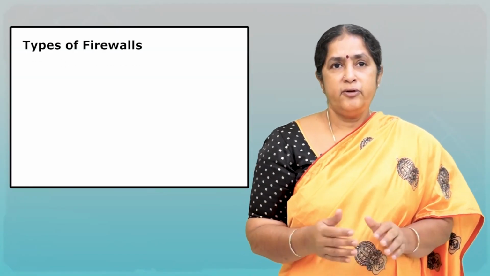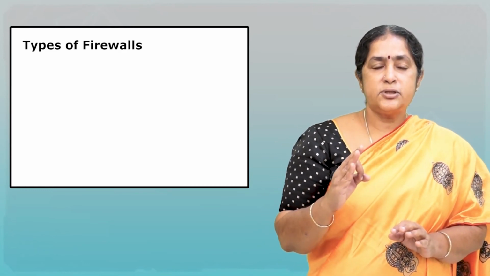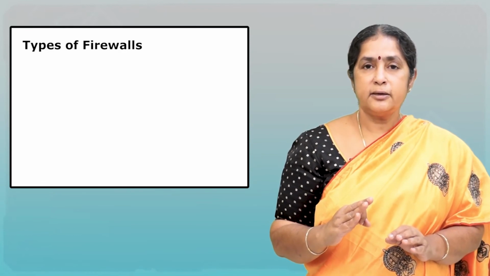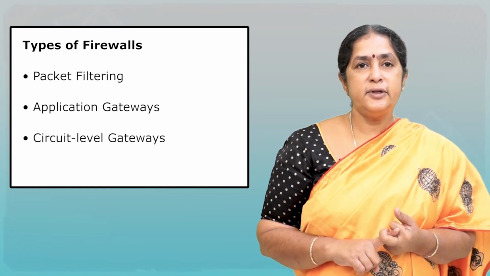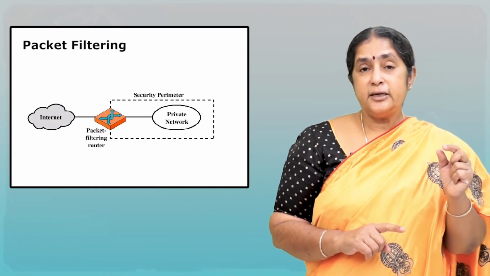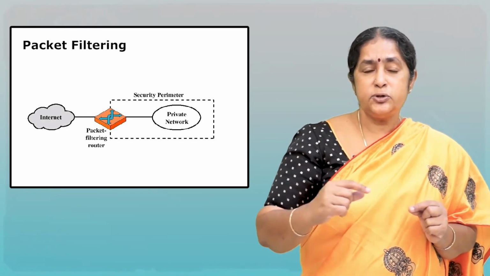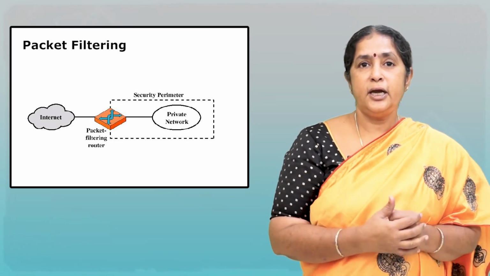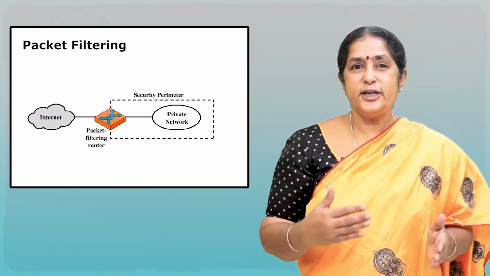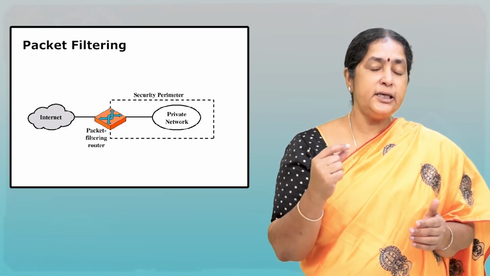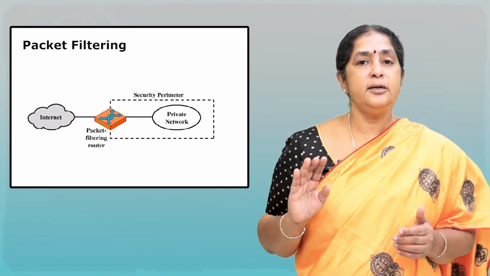Of course, firewalls are of different types. There are 3 types which are commonly used. They are packet filtering, application gateway, and circuit level gateway. Packet filtering firewalls filter each packet that attempts to enter or leave a private network. It will either accept or reject them depending on a predefined set of filter rules, which is based on pattern matching.